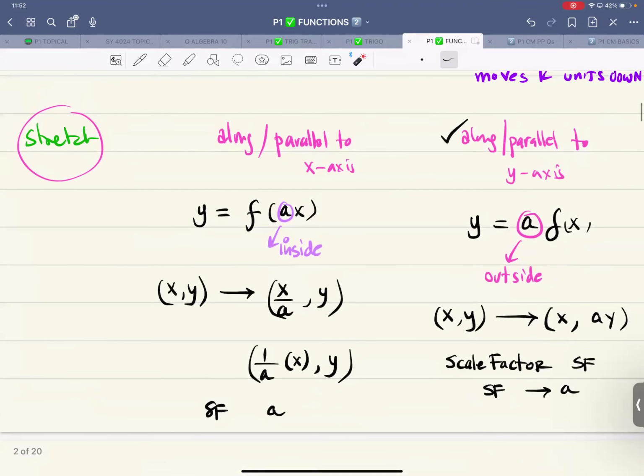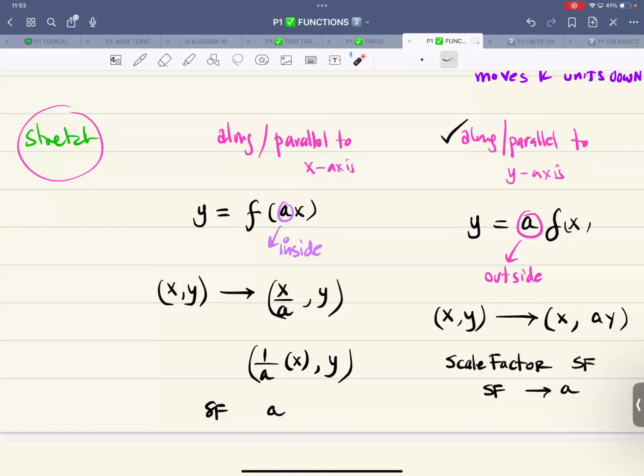So if it's stretch along x-axis, what happens? y equals a f(x). The x coordinate is multiplied by 1 over a. Let's use the term multiplication as we use in geometric progression. The common ratio could be 2. The common ratio could be half. Multiplication by 2, multiplication by half. Let's not use division so that there is no confusion. We have one single word to deal with, multiplication. If it's parallel to x-axis, the x coordinate is multiplied by 1 over a. Scale factor is still a. If it's parallel to y-axis, the y coordinate is multiplied by a. The scale factor is still a.